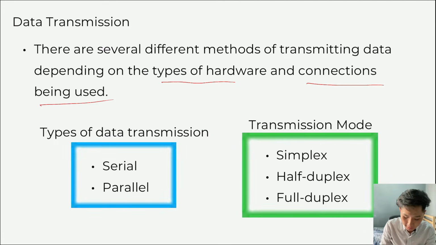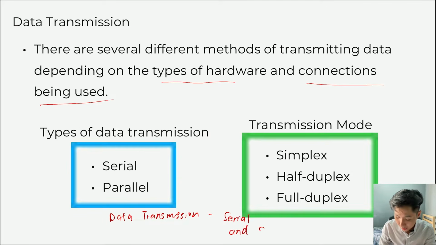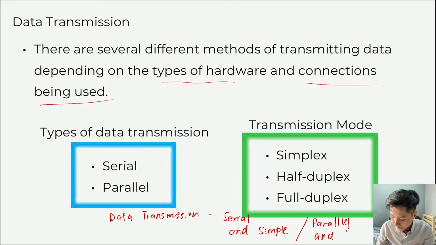So for instance, a data transmission can be serial and simplex, and the other could be parallel and half duplex. So every data transmission is either serial or parallel, and also simplex, half duplex, or full duplex.